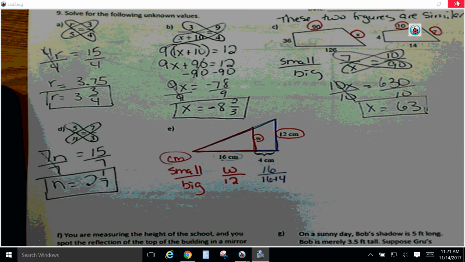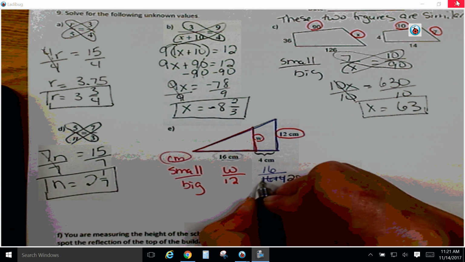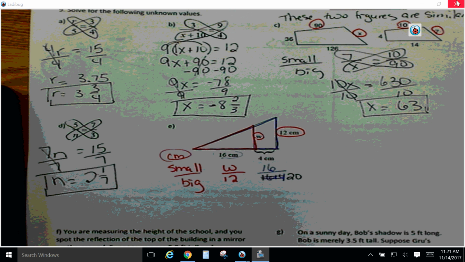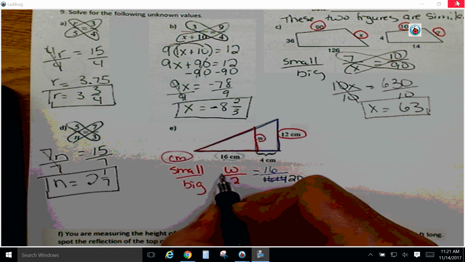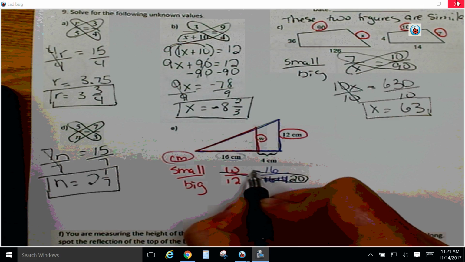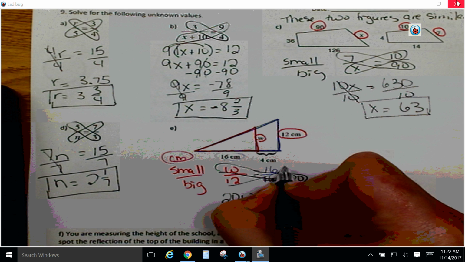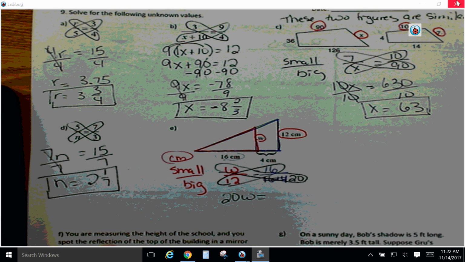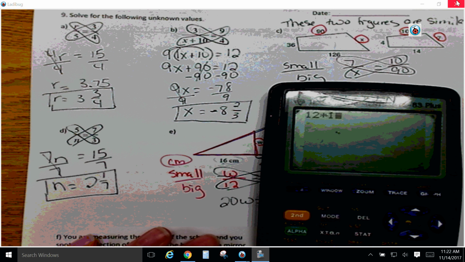And I'm going to go ahead and just do that because it's going to make it easier for myself if I change that into a 20. 16 plus 4 is 20. Okay? So then I set those equal to each other and I cross multiply. W times 20, because they're across from each other, is 20W. And 12 times 16. It's okay if you don't know how to do that in your head. Just get your calculator. You get 192.